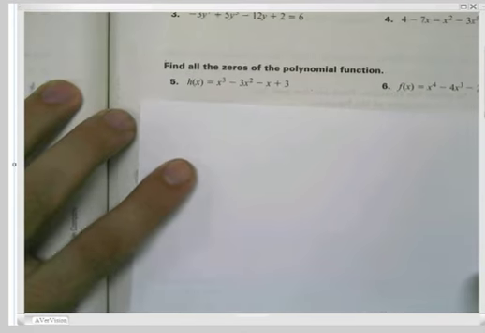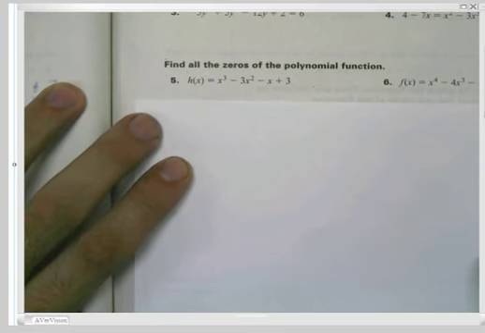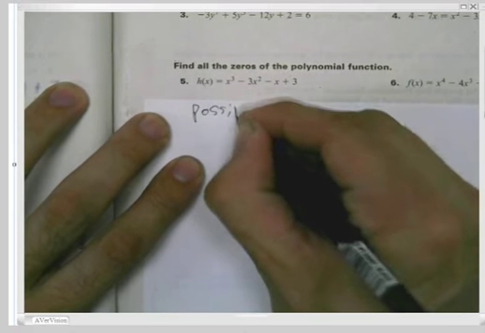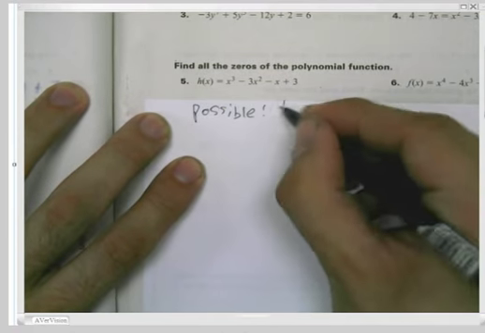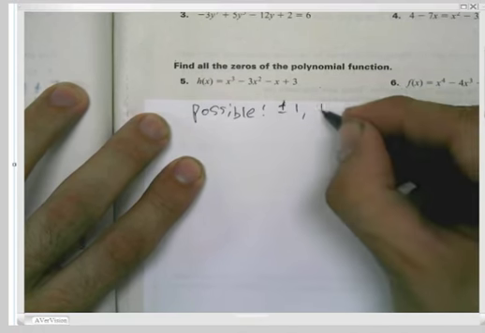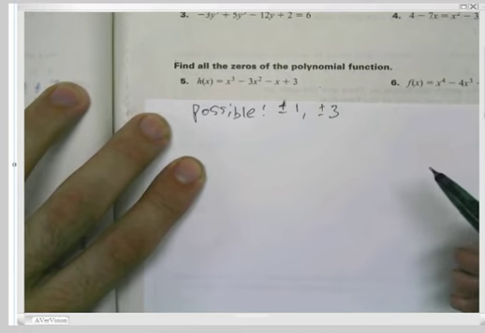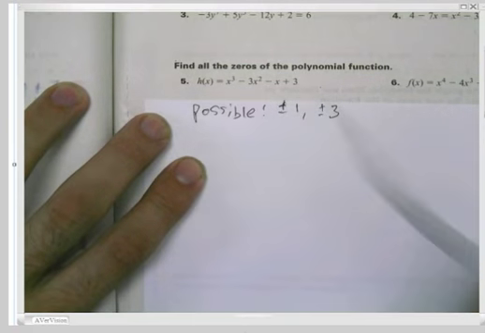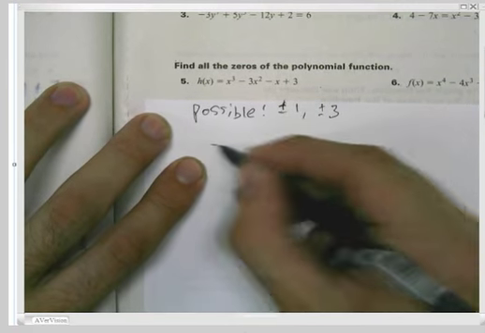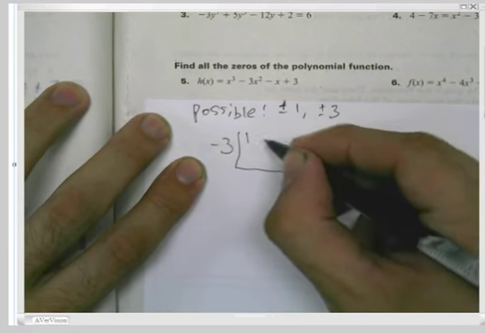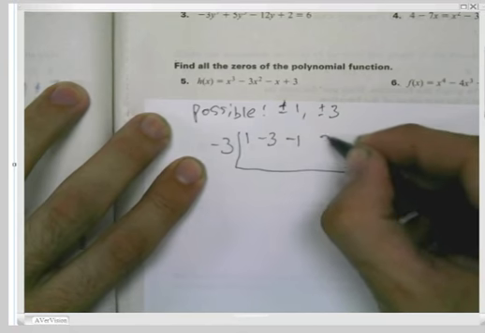If I want to find all the zeros of the polynomial here, I have to find the possible ones. So let's list the possible ones: plus or minus 1 and plus or minus 3. That's the only ones I see. The factors of 3 divided by the factors of 1. Let's try negative 3 first. Negative 3, synthetic, we've got 1, negative 3, negative 1, and 3.